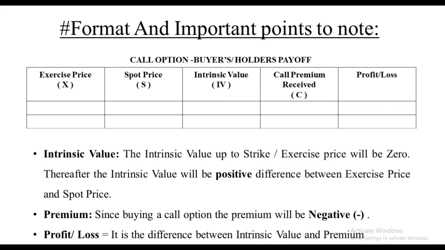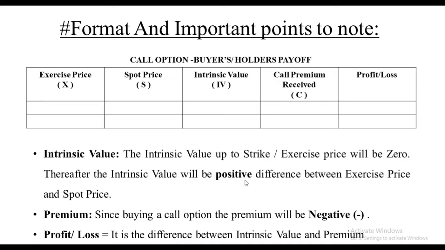Okay, so here is the format and some important points that need to be noted down. So the heading will be call option buyer's or holder's payoff. We'll have 5 columns consisting of exercise price, spot price, intrinsic value, call premium received, and finally the profit and loss. Now, a few points that need to be noted down. Number one, intrinsic value. The intrinsic value up to the strike or exercise price will be 0 when we are doing a call option sum based on buyer's or holder's payoff.